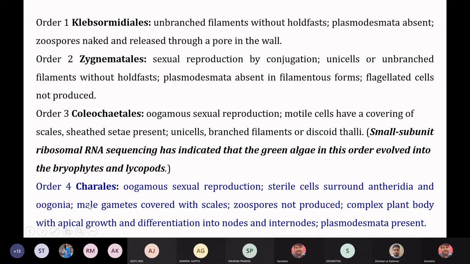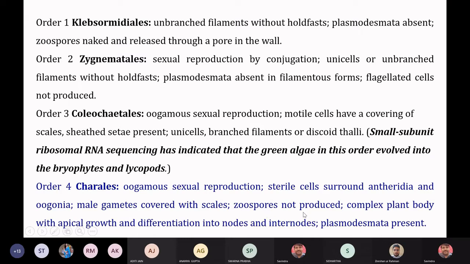Today we will discuss one of the most advanced orders, that is Charales. Oogamous sexual reproduction, sterile cells around antheridia and oogonia. Here you will find sterile cells outside the antheridia and oogonia, and that makes it different from the typical green algae or normal algae, because in algae we don't assume that our reproductive organs will be enclosed by sterile cells, but here it occurs.